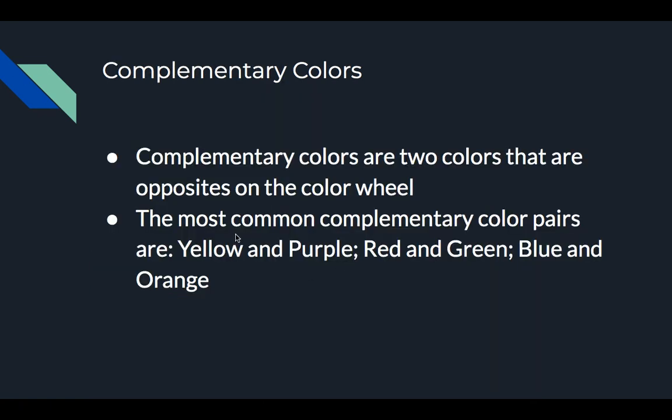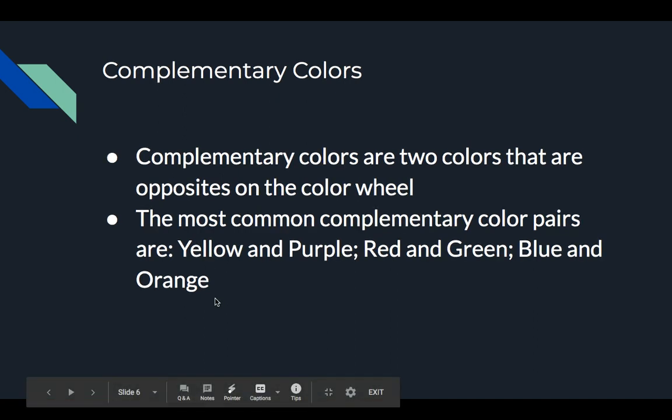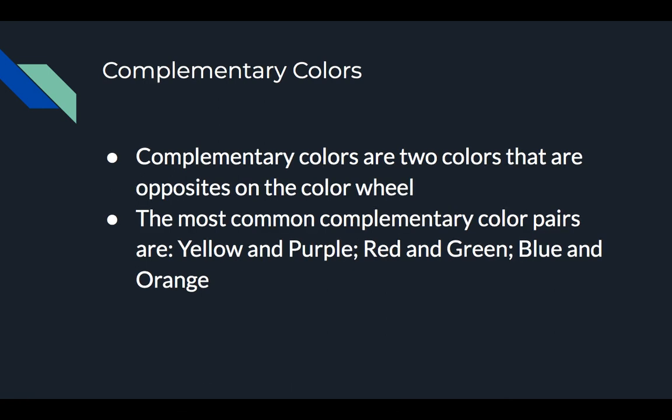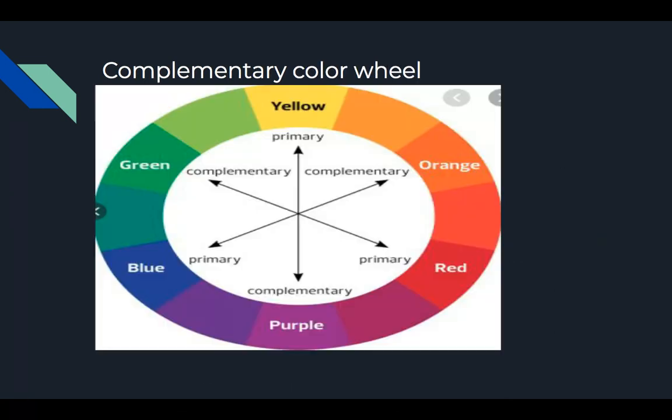Next, we have complementary colors. Complementary colors are two colors that are on opposite sides of the color wheel. These are colors that are usually very different from each other. They're literally on the other side of the color wheel, and they complement each other. So they are opposites, but they work very well together as a color scheme. Examples of complementary colors are yellow and purple, red and green, and blue and orange.